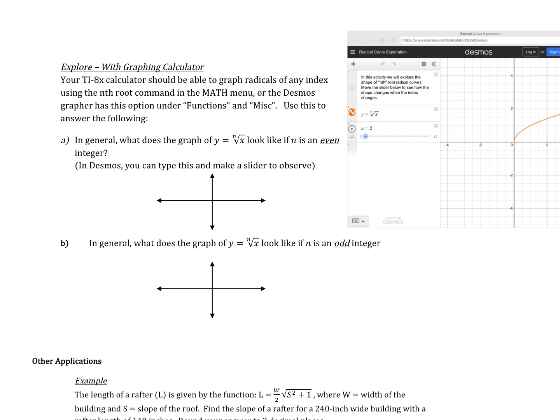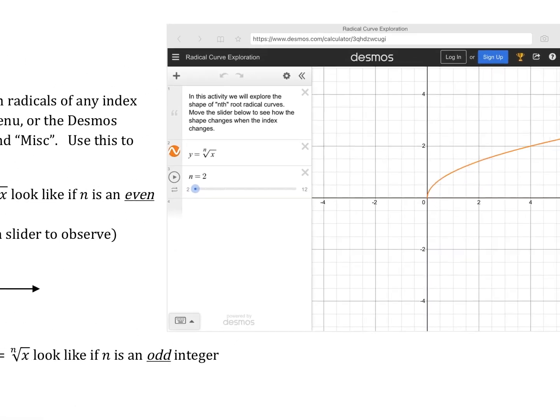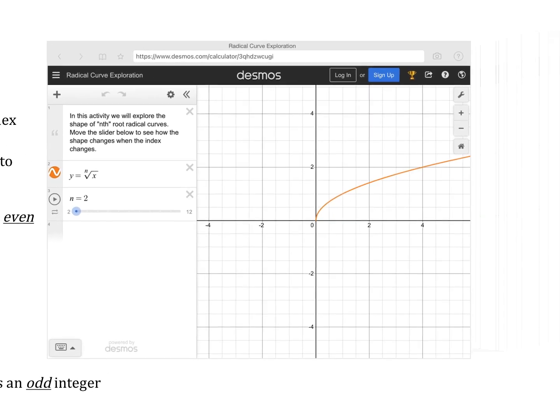You can graph radicals. You're going to go to the nth root command on the math menu, and you'll be able to graph those radicals. Or using the Desmos graphing calculator, you go to functions and miscellaneous to get those, all right? And so that's what we've got here, all right?